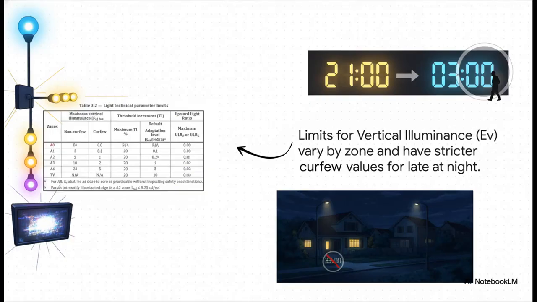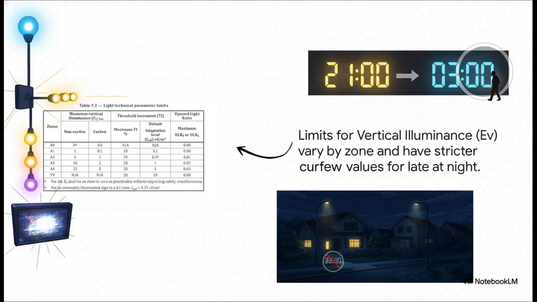And here's how it's all applied. This table shows the maximum EV that's allowed. You'll notice two key things here. First, the numbers get bigger as you move from the dark zone A0 to the bright zone A4. And second, for every zone, there's a much stricter curfew limit for later at night.